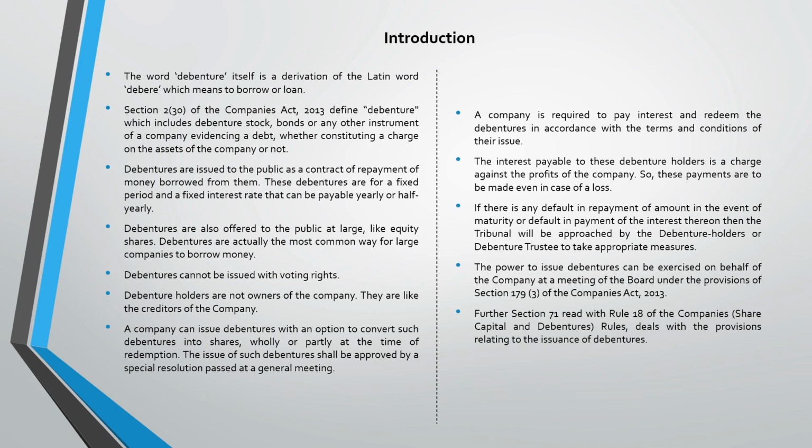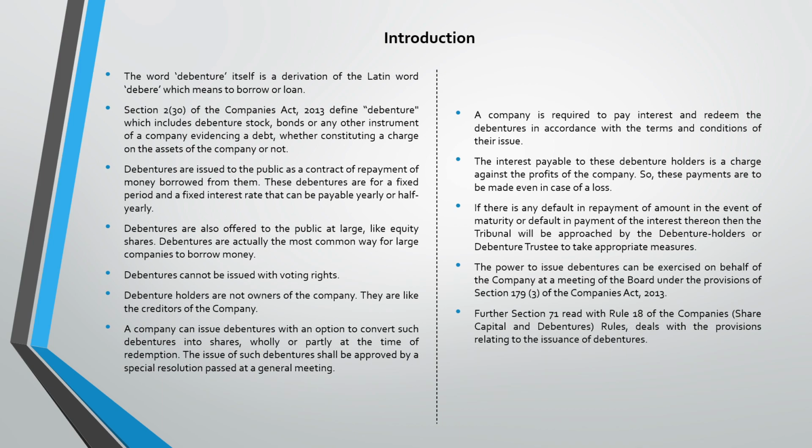And what is the main difference between debentures and shares? Debenture holders are not the owners of the company. They are a third party to the company. Their position is the same as the creditors of the company. Whereas shareholders are the owners of the company. They have voting rights. Debenture holders do not have voting rights. So the benefit debenture holders get is a fixed rate of interest, whether yearly or half yearly. It will be fixed upon the terms of the issue.